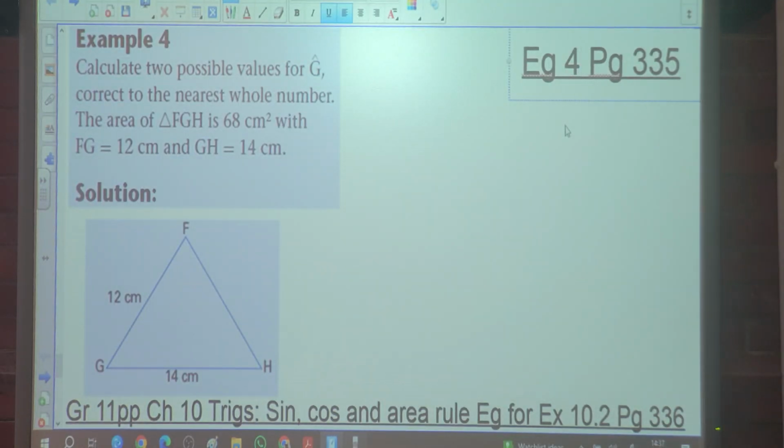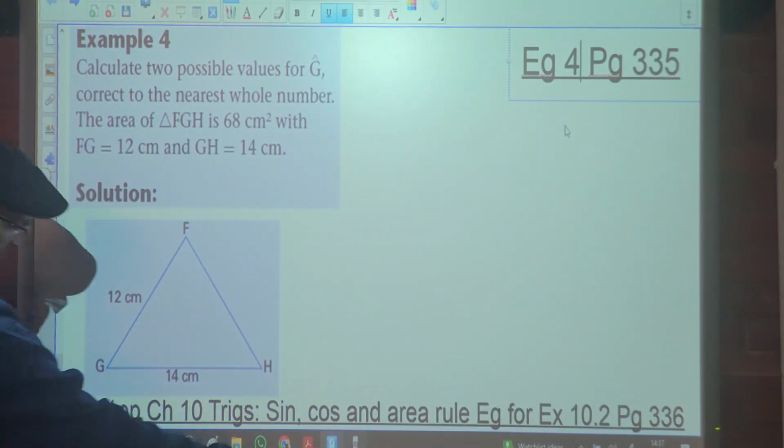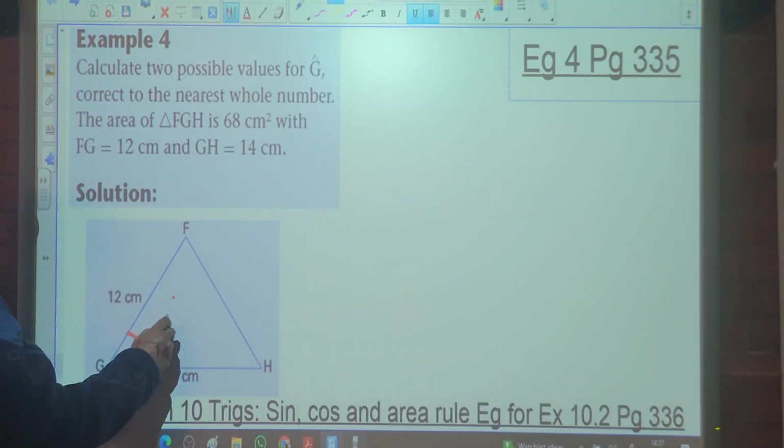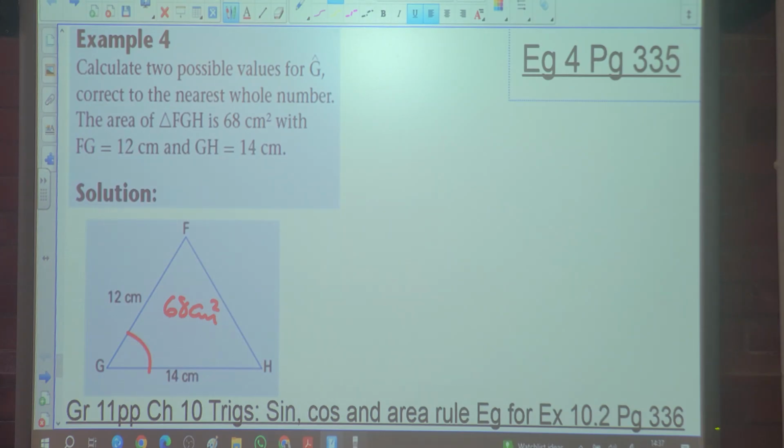And now the question says, calculate 2 possible values for G, correct to the nearest whole number. We are also told that the area of triangle FGH is 68 centimeters squared. We are told that FG is 12 and GH is 14. So people, do we have 2 lengths and the included angle? That's the included angle that I must calculate.